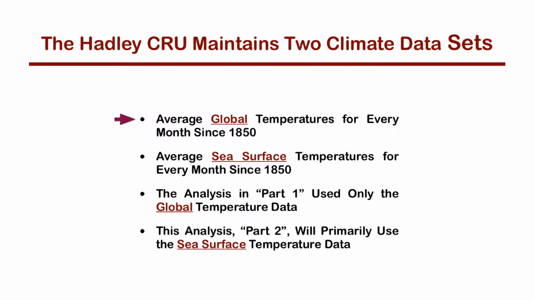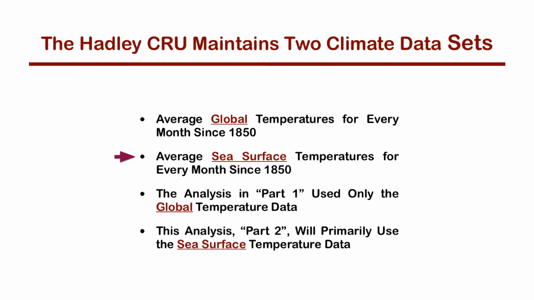Well, this analysis is all based on real measured data. Where does the data come from? The Hadley Climate Research Unit at the University of East Anglia in the United Kingdom maintains 2 climate data sets. The average global temperatures for every month from 1850 up to last month. This is called the CRUT data set. The other data set that I'll be using is the average sea surface temperature for every month since 1850 up to last month.